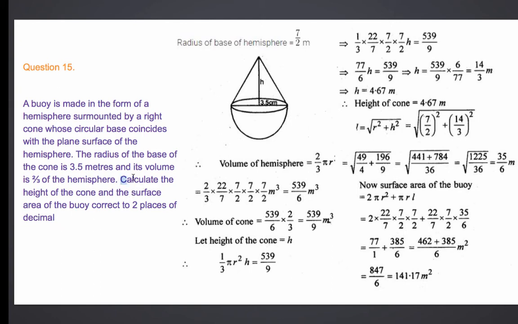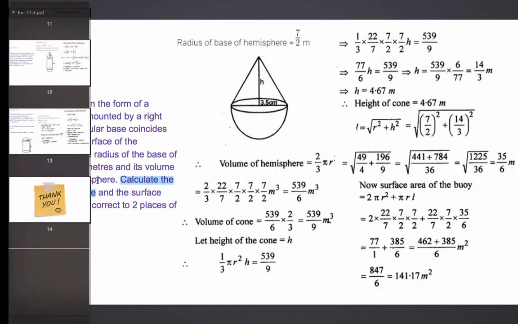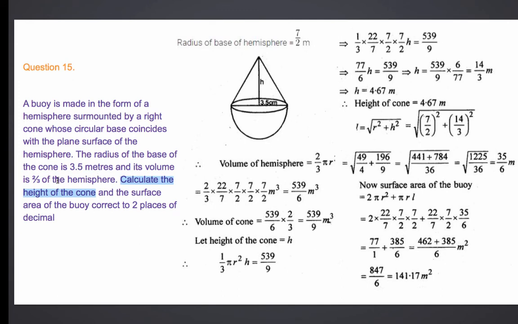Let's talk about the first part, which says calculate the height of the cone. Do we know the volume of cone? Yes, the volume of cone is 539 by 9 meter cube, because we know that the volume of cone is 2/3 of the hemisphere. Let h be the height of the cone, and radius is obviously the same, 3.5, as clearly shown here. So I'll take 1 by 3 pi, 22 upon 7, r square, 3.5 or 7 by 2, both are correct, into h equals this value of volume of cone.